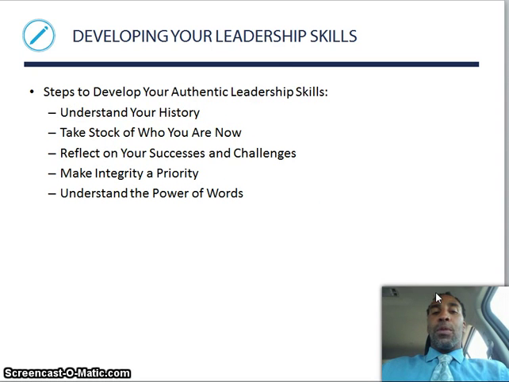And developing your leadership skills: steps to develop your authentic leadership skills: understand your history, take stock of who you are now, and reflect on your successes and challenges. I notice they don't put failures. Make integrity a priority, and understand the power of words. Words are very important. Words do hurt, and words do actually encourage individuals as well. So be sure you know what you're saying to people and how it can affect them.